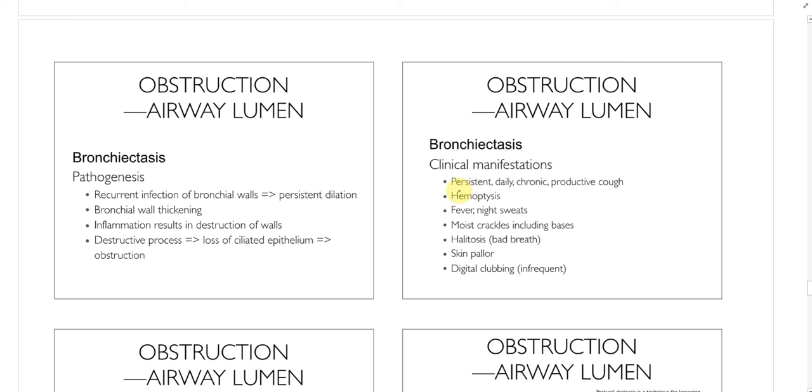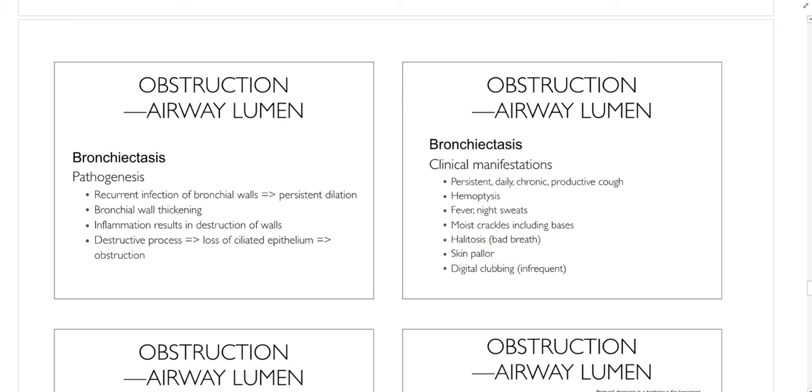These patients are going to have a persistent daily chronic super productive cough because they have so much mucus production going on. The lung tissue itself and the airways are going to be very susceptible to trauma, and they're under so much inflammation that they may have hemoptysis, which is coughing up of blood in the sputum. They may have fever and night sweats from all the inflammation and potential for infection. They may have moist crackles in their lungs from all of that mucus, and that mucus will also potentially lead to halitosis, or bad breath.